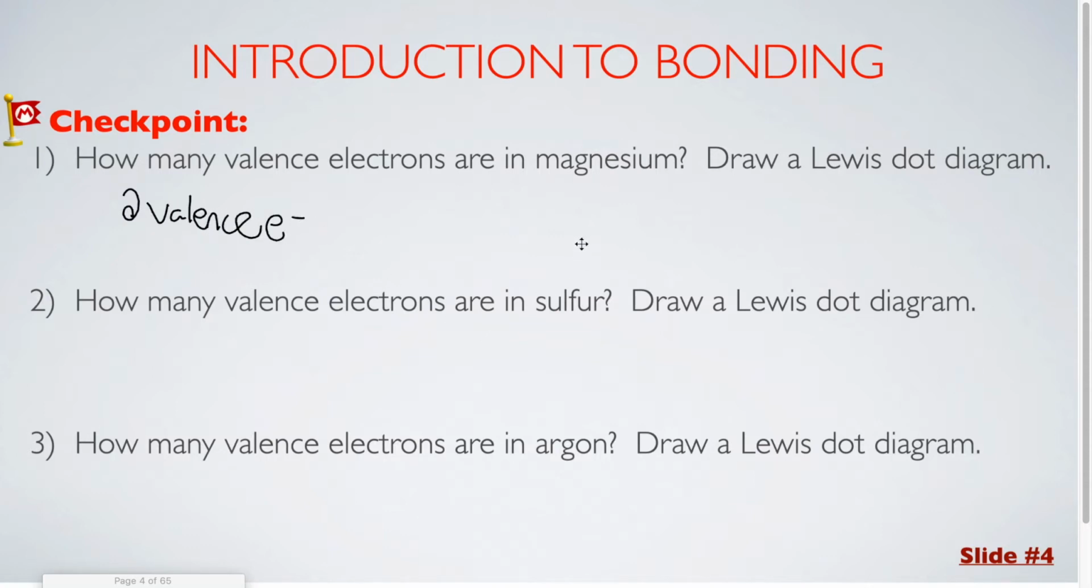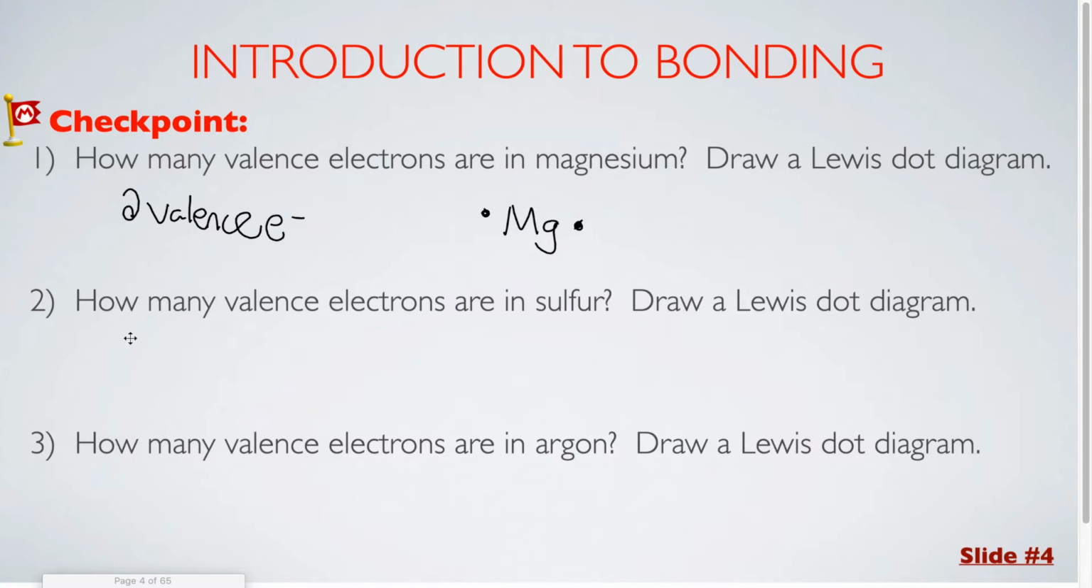In order to draw a Lewis dot diagram, we are going to draw the symbol for magnesium, which is Mg, and then we're going to put the 2 valence electrons around it. You could put one on the left and one on the right. You could also put one of those 2 electrons in either the top or bottom position, which would be fine as well, as long as they are spread out so that the 2 electrons are not right next to each other.